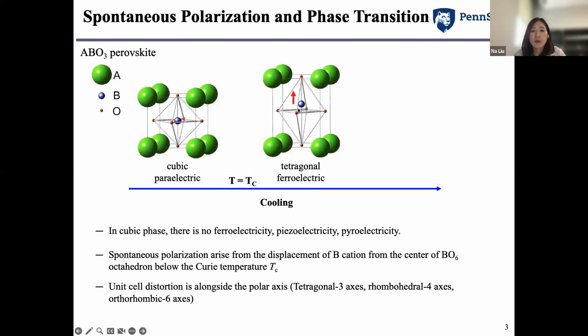where the B-site cation is shifted into an off-center position, creating a permanent dipole moment. This is the so-called spontaneous polarization. So in the tetragonal phase, there are 6 possibilities of this spontaneous polarization state.